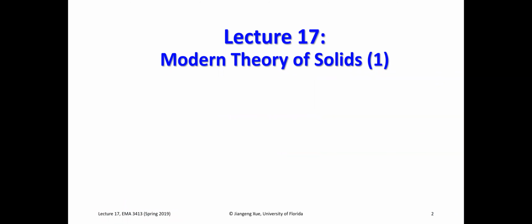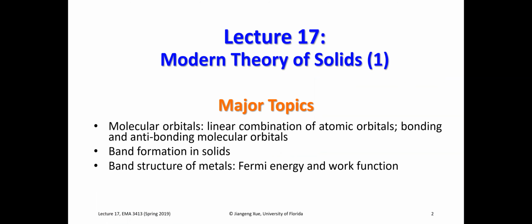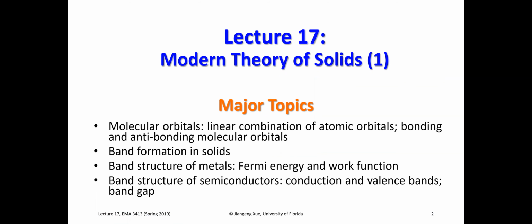Lecture 17 is the first of 3 lectures on modern theory of solids. So in this lecture, we talk about the molecular orbitals, and then talk about how the bands are formed in solids, and then the band structures of metals and semiconductors.